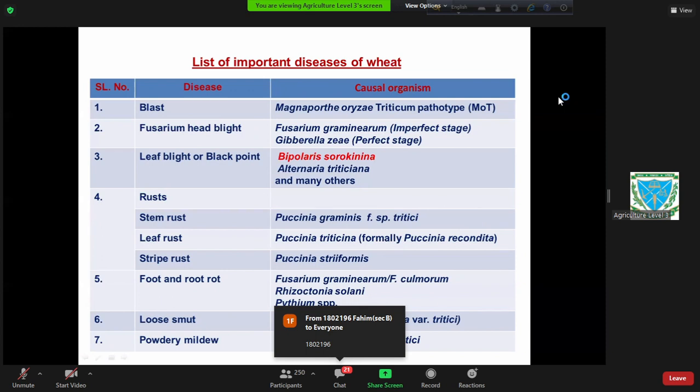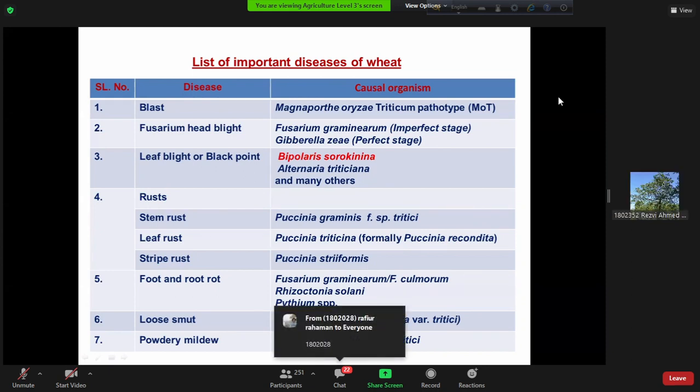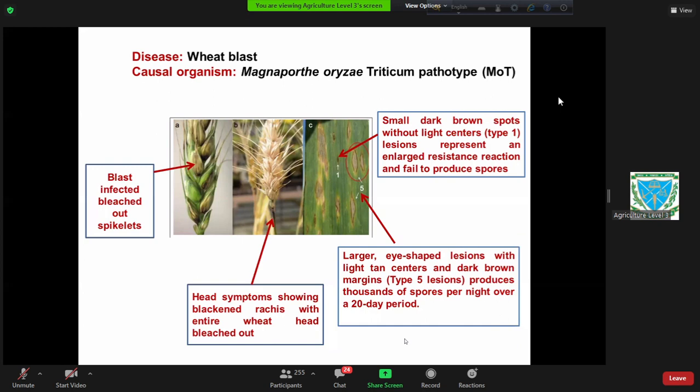If someone asks you to name 3, 4 or 5 important diseases of wheat, you can list them: blast, Fusarium head blight, leaf blight or black point of wheat. Then you can say one type of rust, stem rust, leaf rust or stripe rust, and then foot and root rot, loose smut, powdery mildew. Basically this disease is a challenge for wheat production in some of the growing areas.